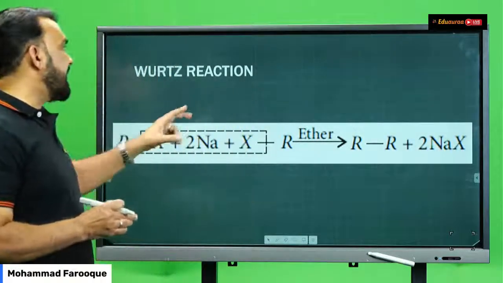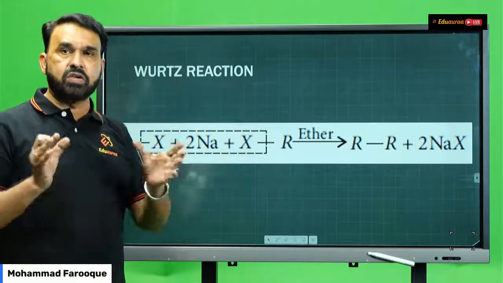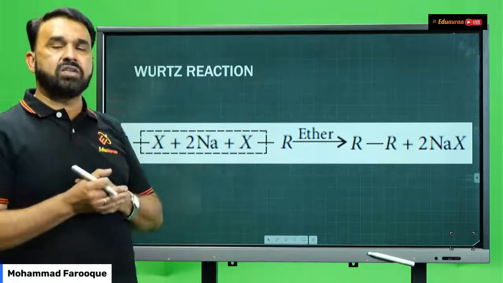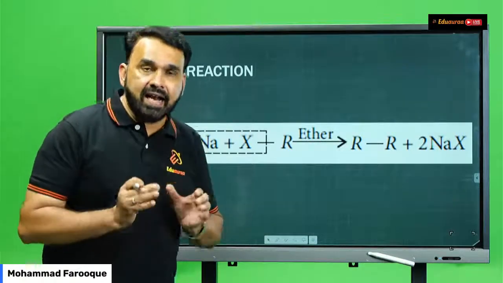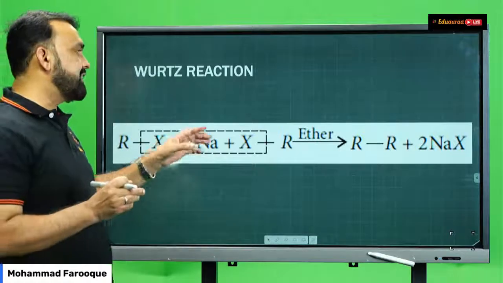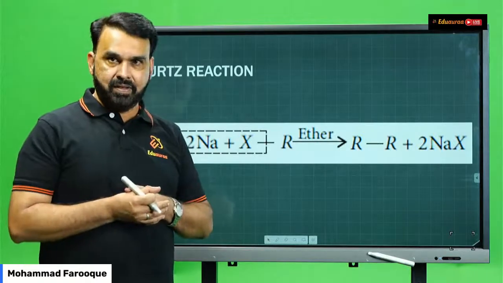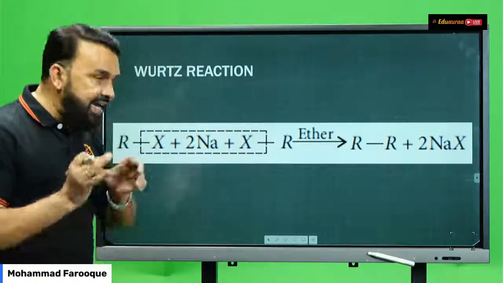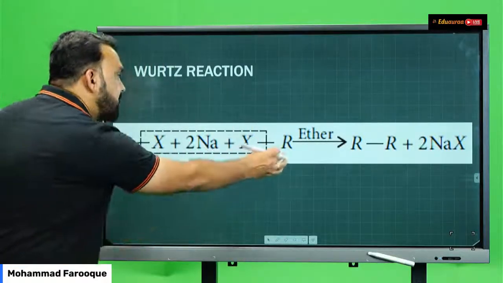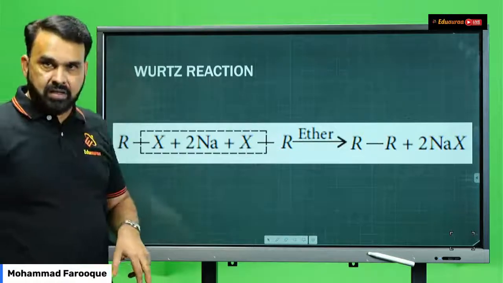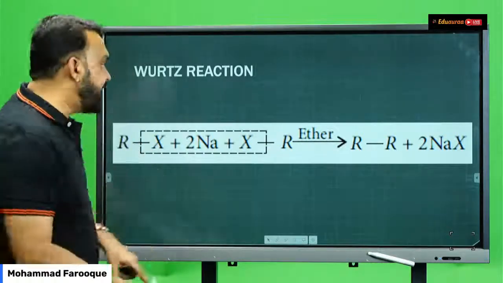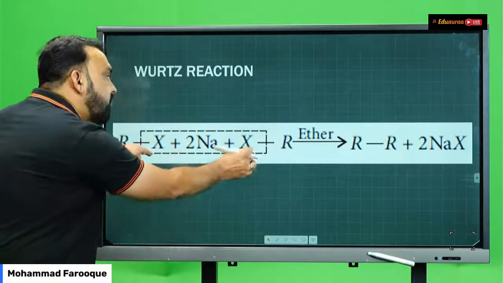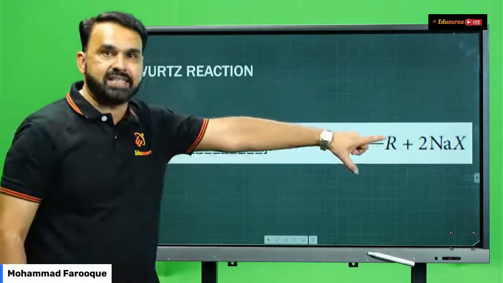Another important reaction of 11th standard, students, is your Wurtz reaction or Wurtz synthesis. You have studied under the Wurtz reaction that when an alkyl halide is treated with sodium metal in the presence of dry ether, an alkyl halide gets converted to a higher alkane. That means when you take two molecules of the same alkyl halide, they react with two atoms of sodium. The two sodiums are taking the two halogens and forming twice NaX.